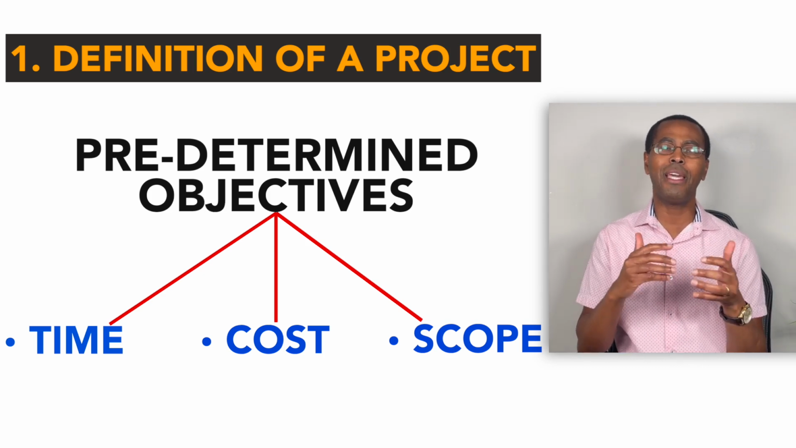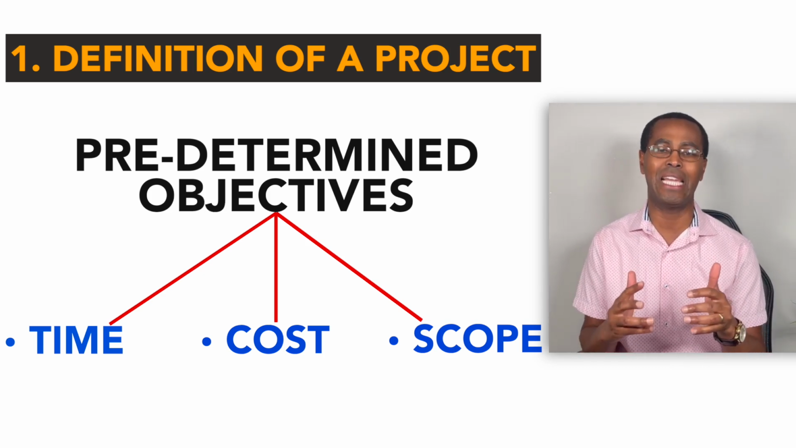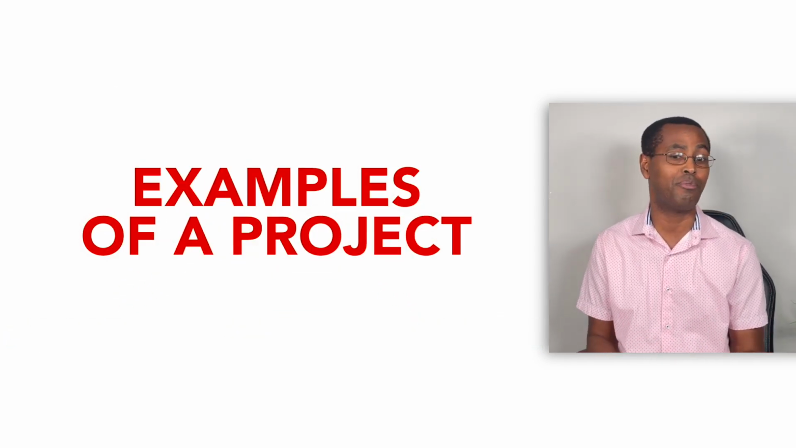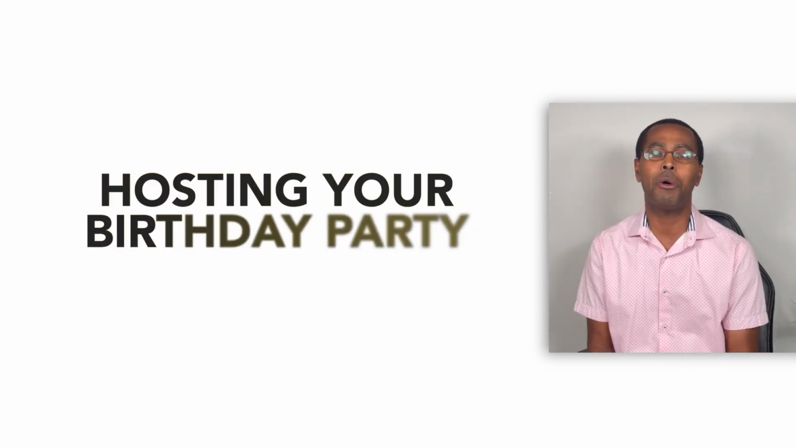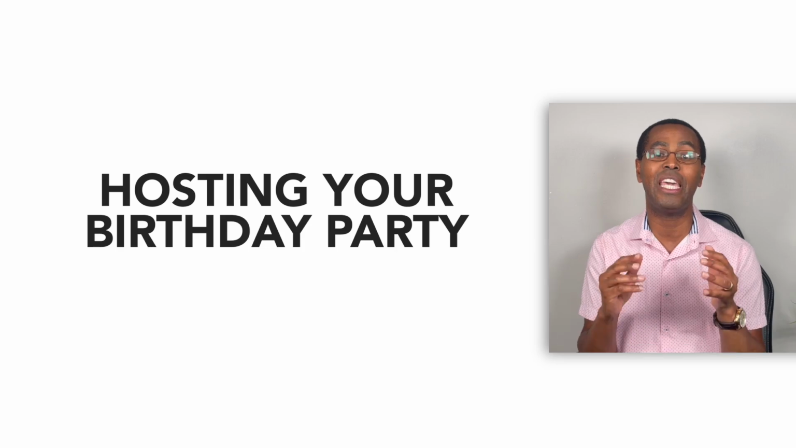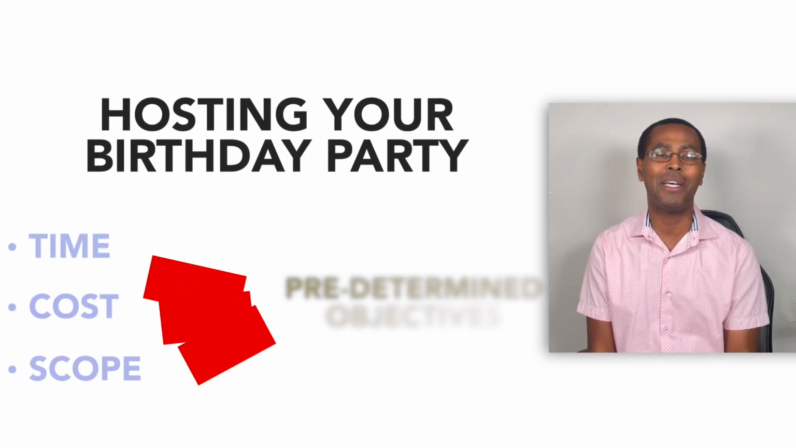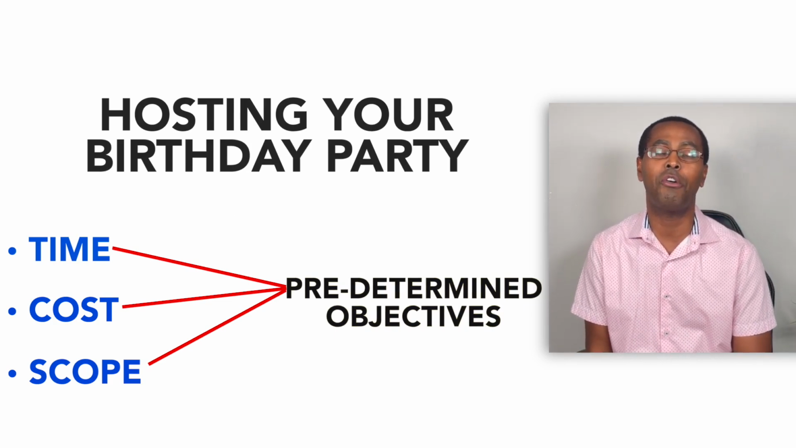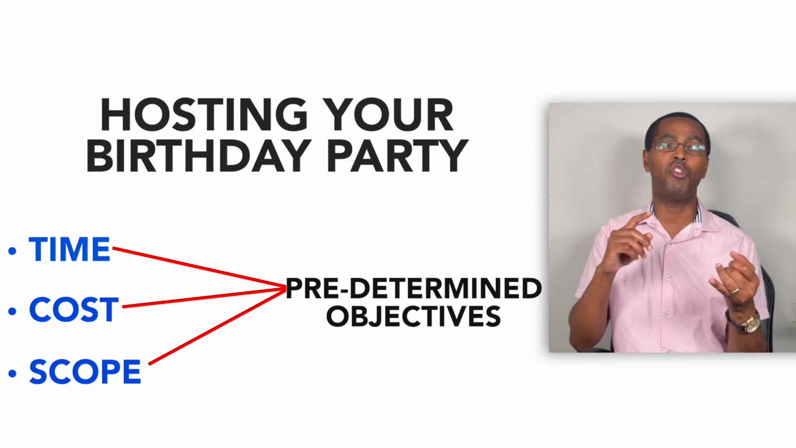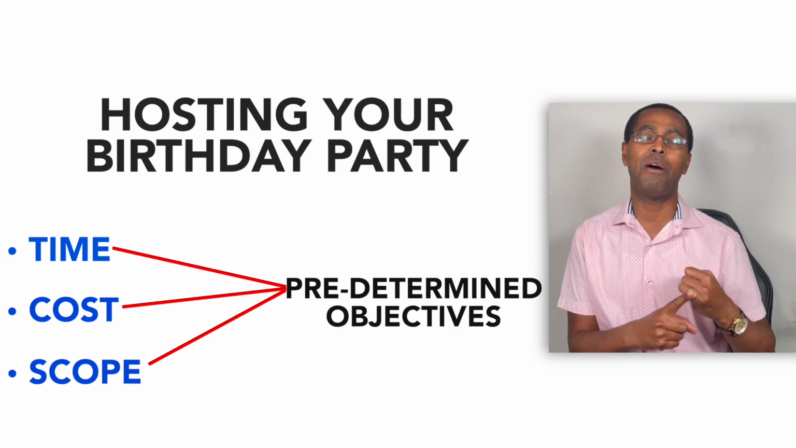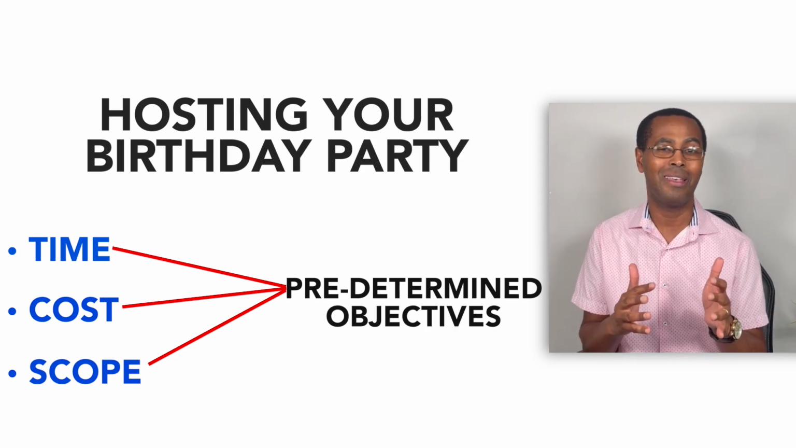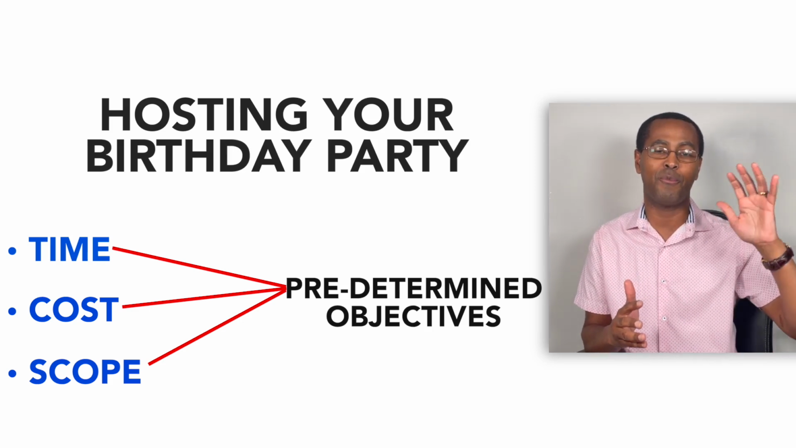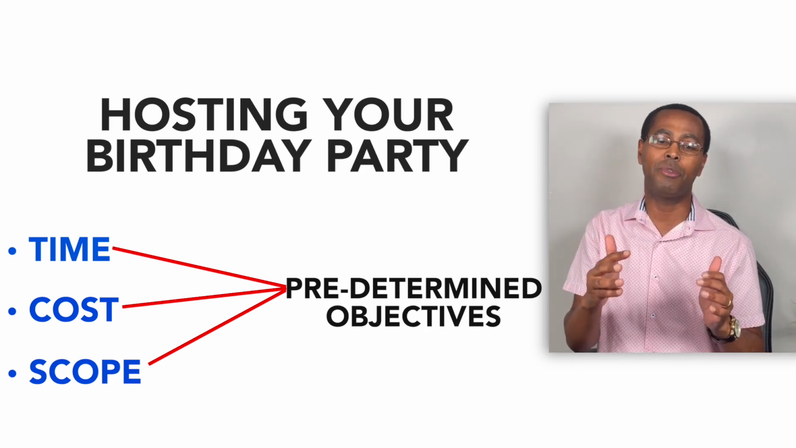Now, to make the definition of a project clear, for the sake of clarity, let me give you a couple of examples of a project. For example, hosting your birthday party. Hosting your birthday party is a project. Why? It passes the three tests: the test of time, the test of cost, and the test of scope. Look, hosting your birthday party, you have a particular day. You want people to come for your birthday party, and in all likelihood, a certain time of the day. Maybe you want people to come from 5 p.m. to 11 p.m. So you have a particular time.